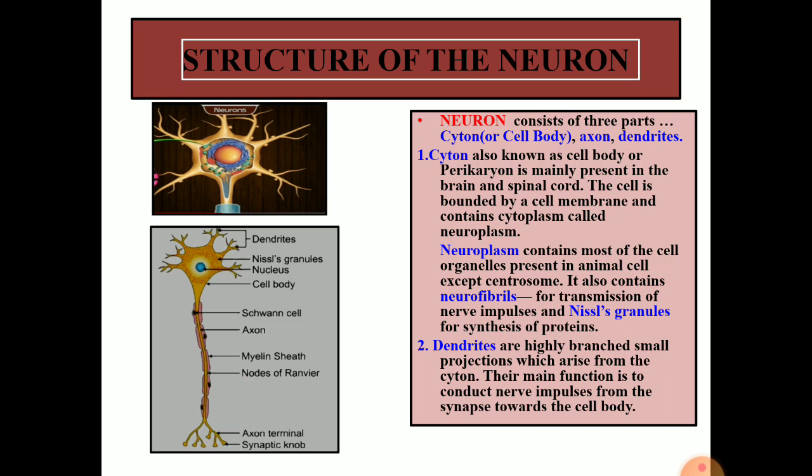You can see around the cyton there are tiny projections around it. They are known as the dendrites. Dendrites are highly branched small projections which arise from the cyton. Their main function is to conduct nerve impulses from the synapse towards the cell body or the cyton.